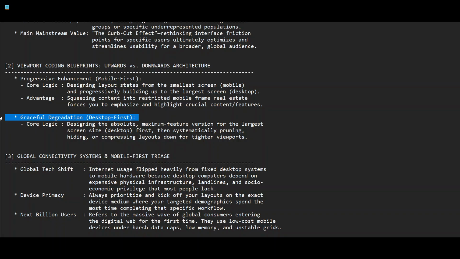So two types of architecture you can say, or upwards and downwards. Both have some advantages and both have some disadvantages also.